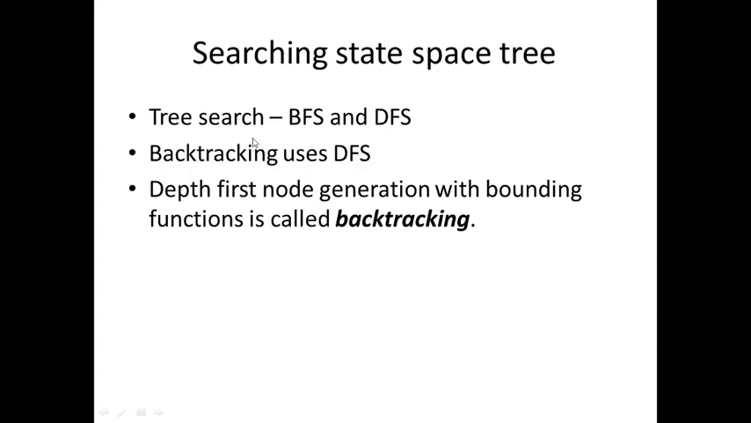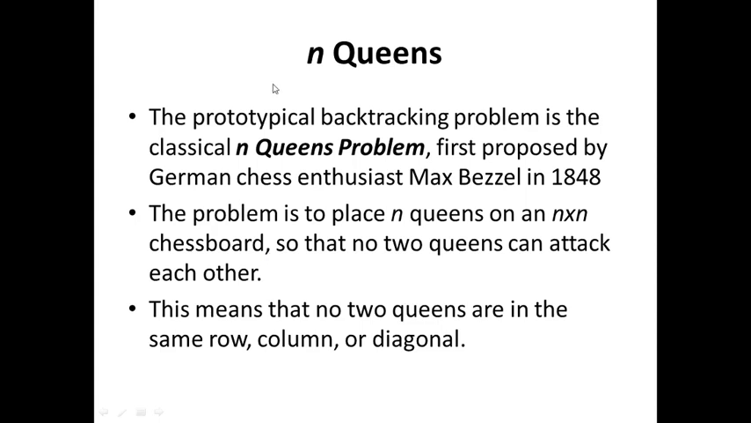In tree search, normally we apply BFS and DFS, and backtracking uses DFS. Depth first node generation with the bounding function is actually backtracking. This bounding function is more important here. And the problem specified in your syllabus is N Queens. What is this problem actually? This is a prototypical backtracking problem. This is a classical one, the N Queens problem.